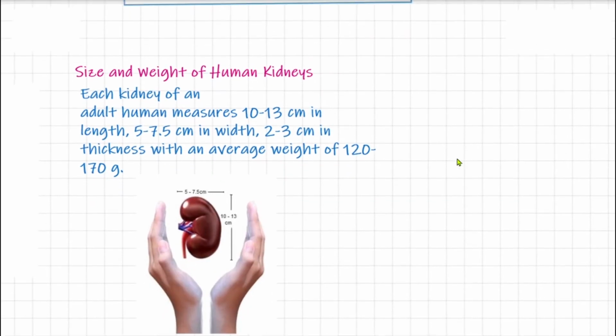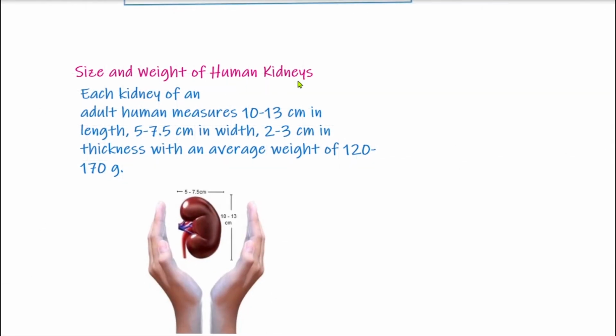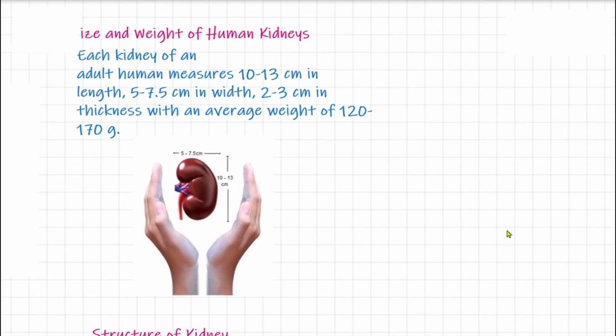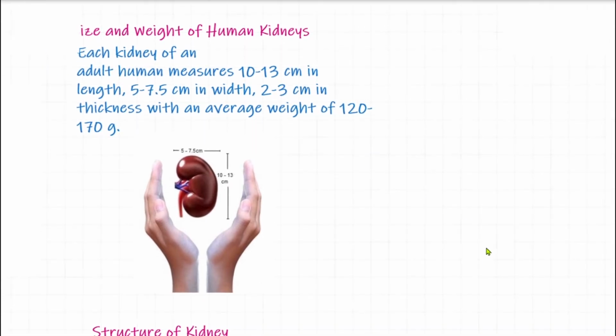Third, we will study the size and weight of the human kidneys. Each kidney of an adult human measures 10 to 13 centimeter in length. So the length of the kidney is around 10 to 13 centimeter. Width is around 5 to 7.5 centimeter, and the thickness is around 2 to 3 centimeter. And the average weight of the kidney is 120 to 170 gram. So this was about the size and weight of the human kidneys.